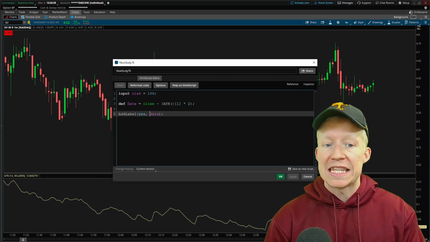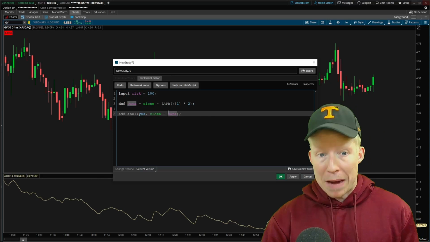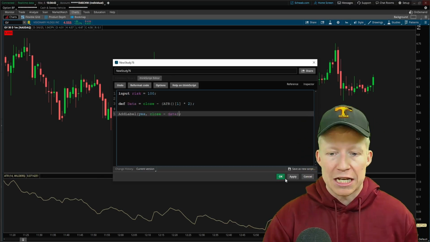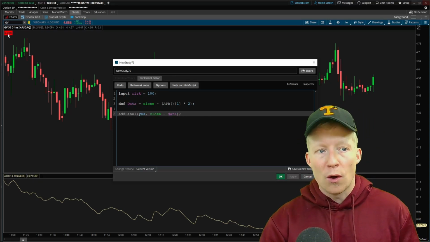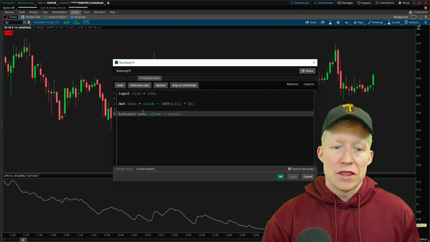So to find that gap, let's do close minus data. So the current price minus the price we are willing to sell at is essentially all we're looking at here. So now I'm willing to risk just about 13 cents in this trade.